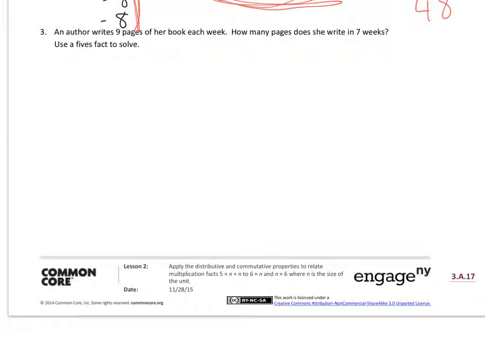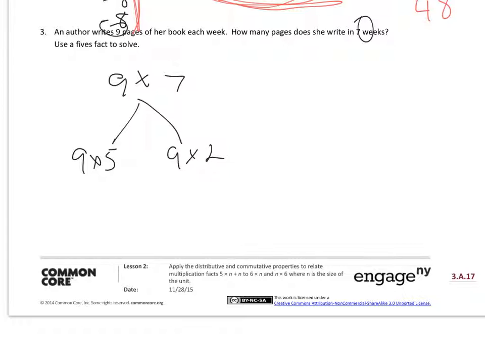Which means, if we look at the numbers here, if we circle them, we have a 9 and a 7. We know we're doing multiplication, so that would be 9 times 7. But it's asking us to use a 5 fact because it's easy to count by 5s. So we're going to break this off into 9 times 5 and 9 times 2, which would look something like this. 5 black 9s.